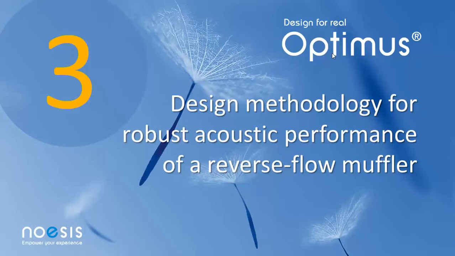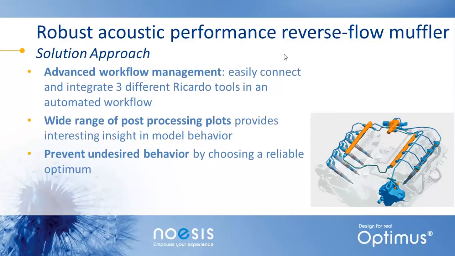So let's go over to the final application case, which outlines a design methodology for a robust acoustic performance of a reverse flow muffler. In this case, we are not just going to run Ricardo WAVE, but we have 3 different Ricardo tools that are running in an automated workflow. And we're going to look at some more advanced post-processing that will give us some interesting insight in the model behavior. And at the end, it will lead us to find a reliable and robust optimum that will prevent undesired behavior.